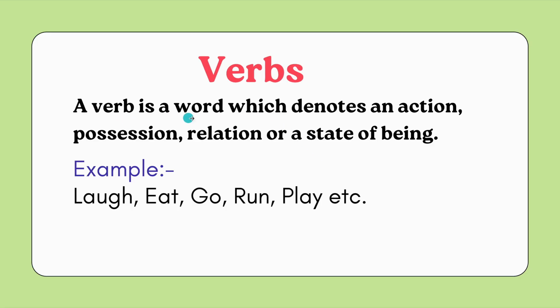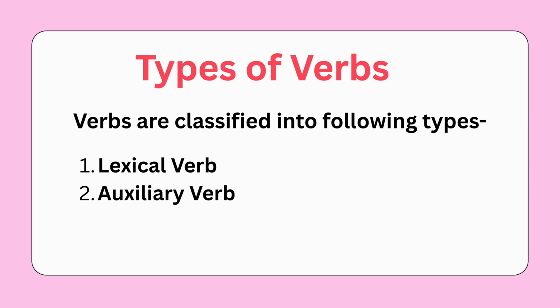A verb is a word which denotes an action, possession, relation or a state of being. Example: laugh, eat, go, run, play, etc. Types of verbs. Verbs are classified into following types. First, lexical verb. Second, auxiliary verb.